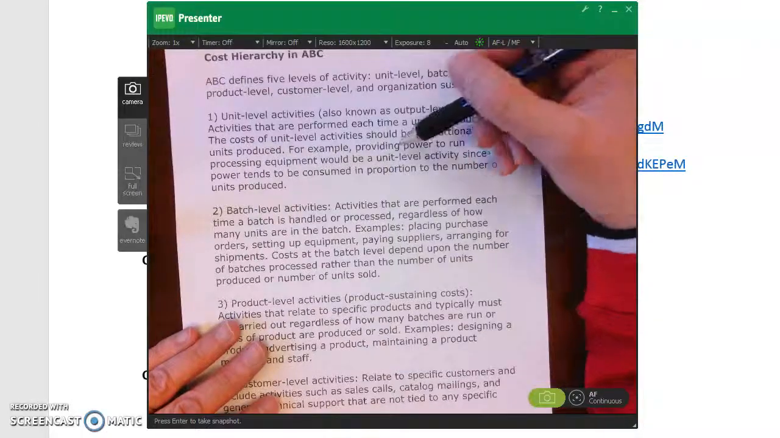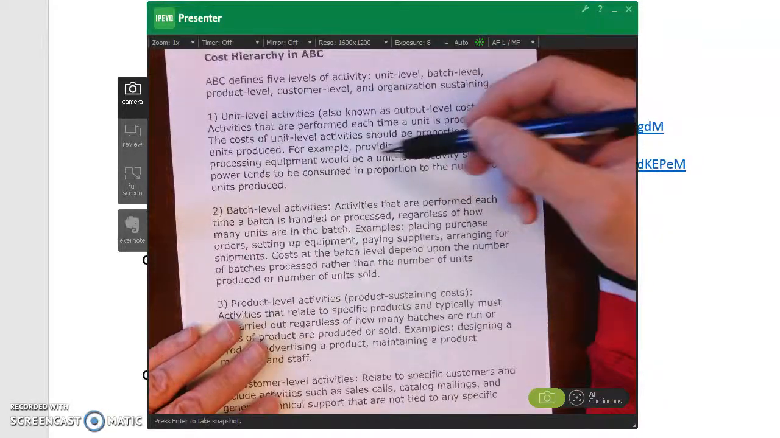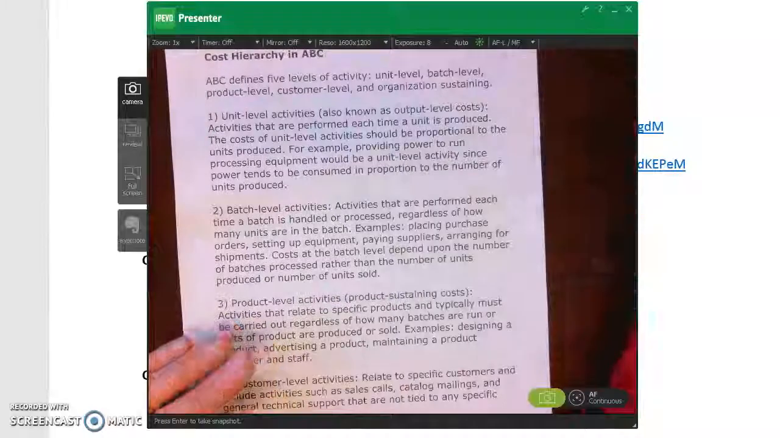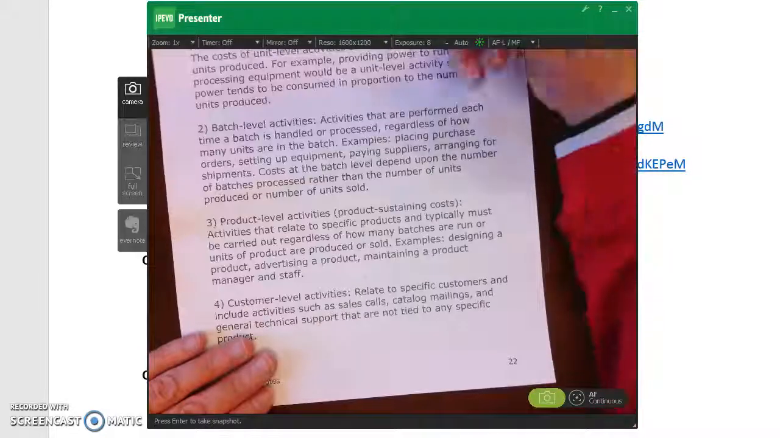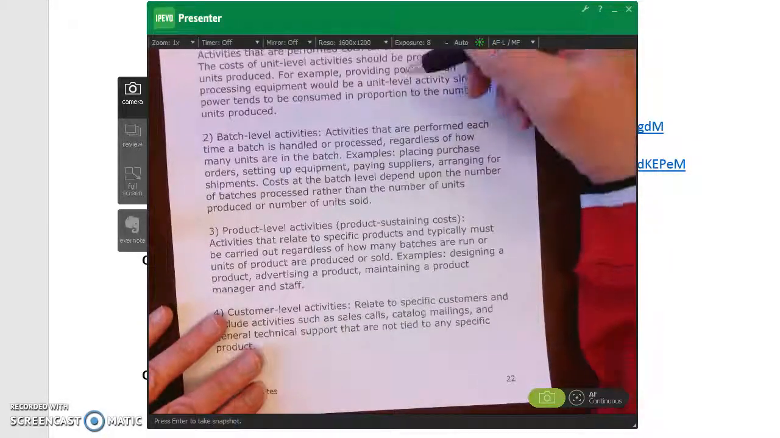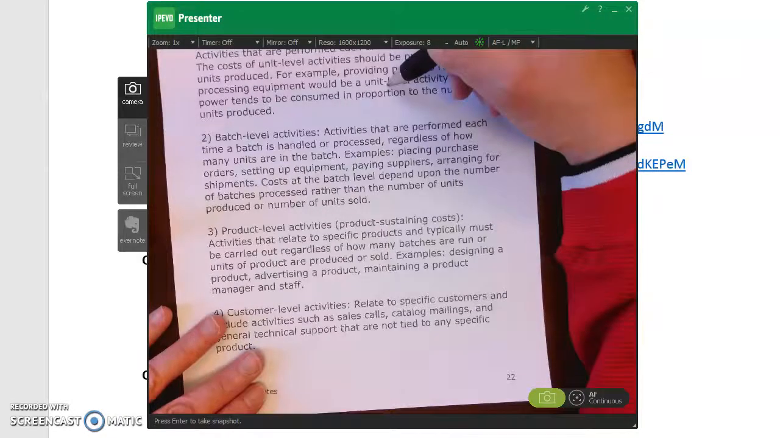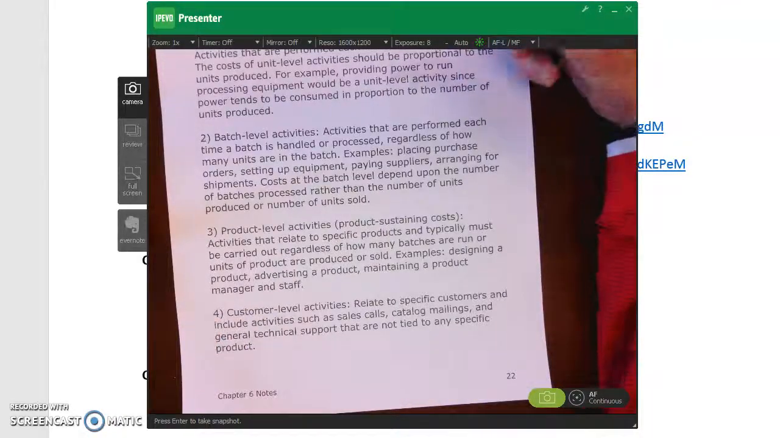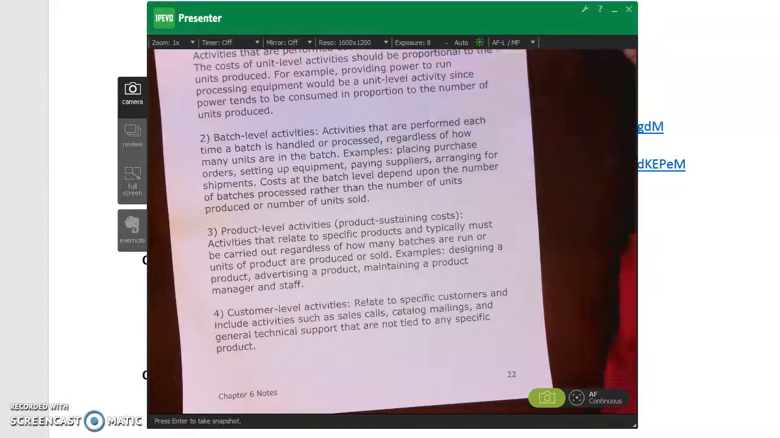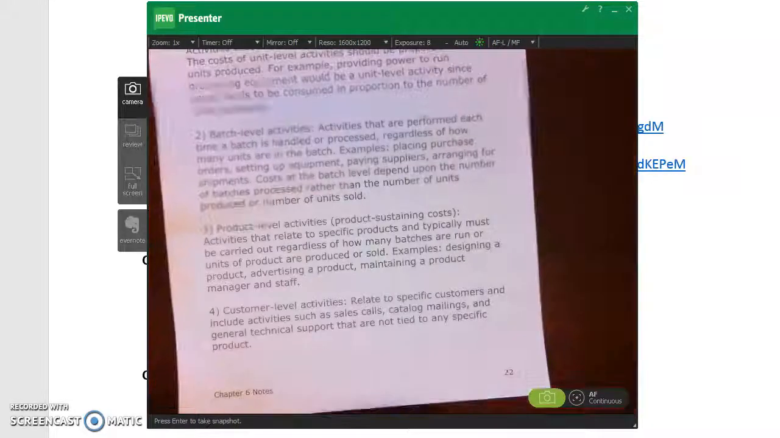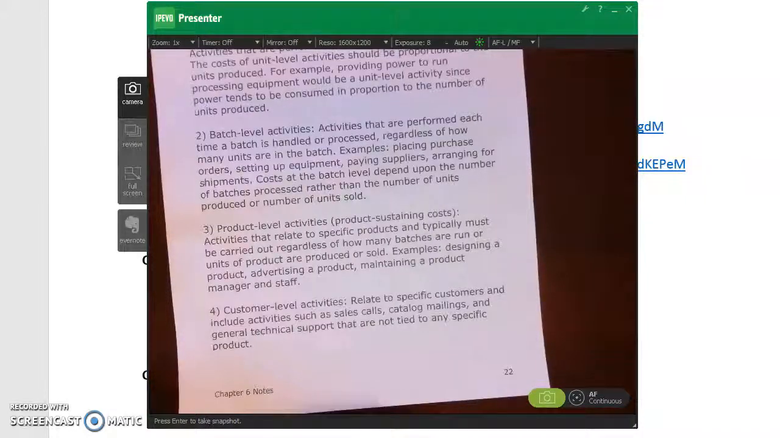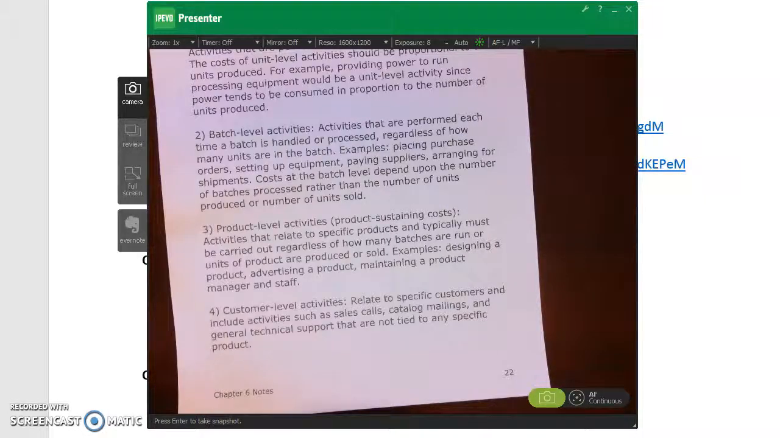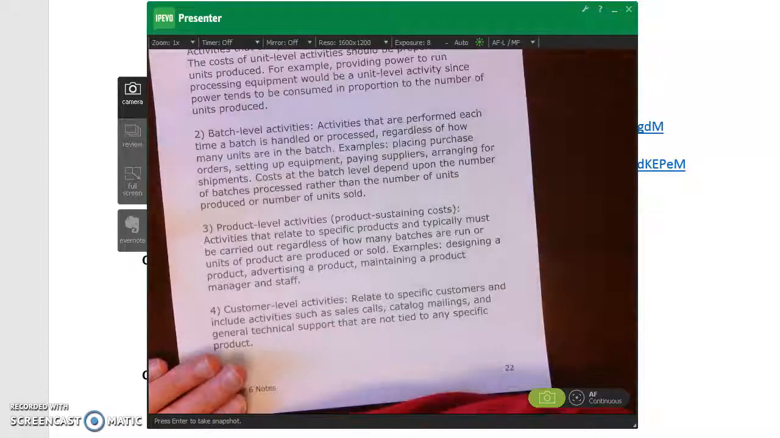For example, providing power to run processing equipment would be a unit level of activity since the power tends to be consumed in proportion to the number of units produced. So each time we make these units, we're going to incur the power to run the processing equipment. So we would define that as a unit level of activity, and we would probably allocate that out using a volume-related allocation base. The more units that we produce, the more power that we use.